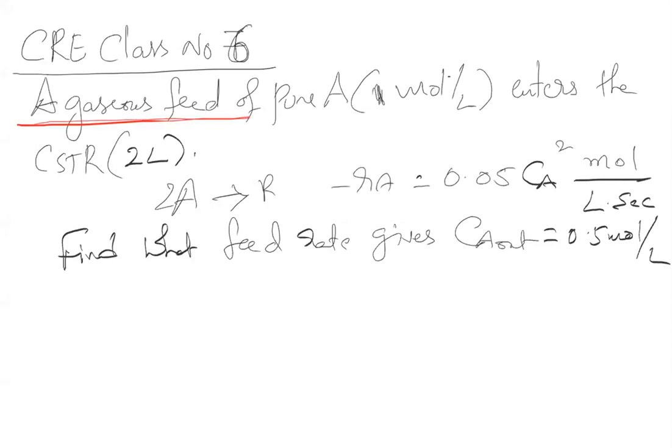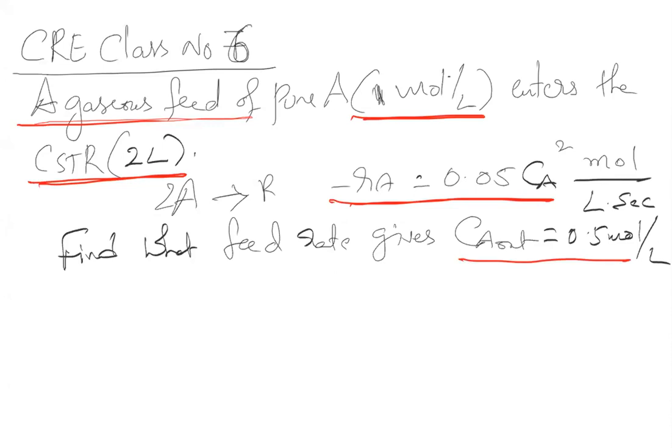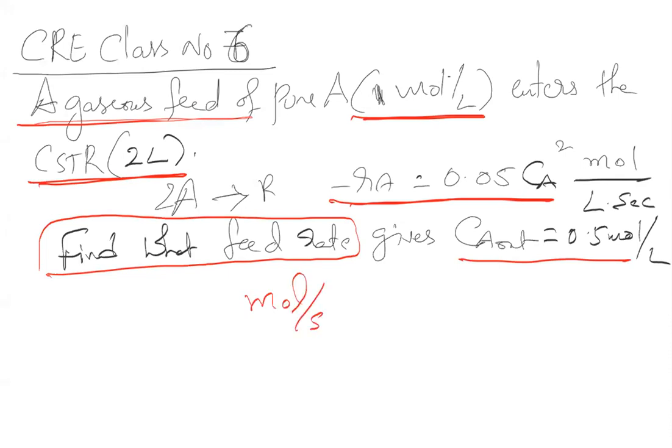Gaseous feed. CA naught is 1 mole per liter. CSTR of 2 liters volume. Rate constant is given. So we need to find the feed rate. Feed rate can be moles per second, or you can find volume per second, or liters per second. Both are okay.